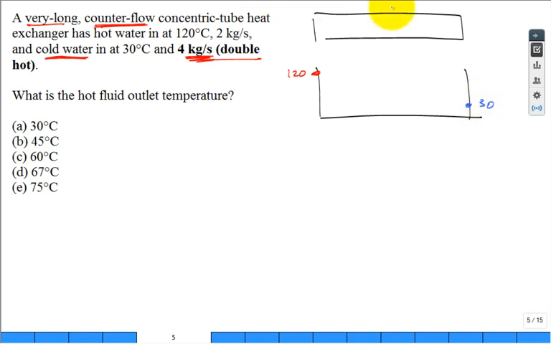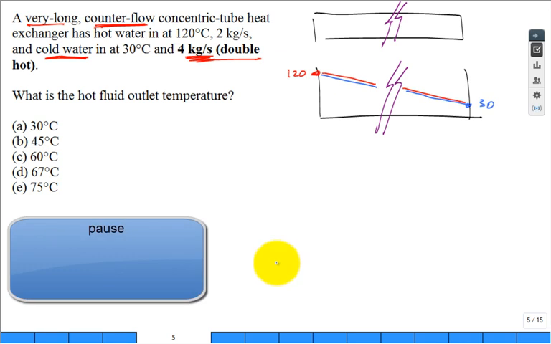Previously, because it's very, very long, that's my symbol, so to speak. The textbooks use it as well for very, very long. The hot goes like this and goes out at 30. That's what we found before. And the cold went like this and came out at 120 before. But now we have doubled the mass flow rate of the cold fluid.